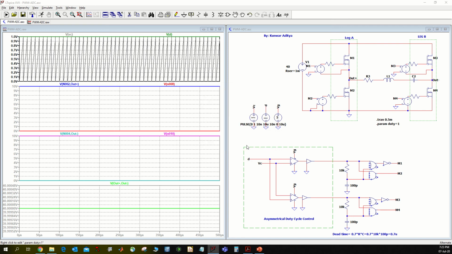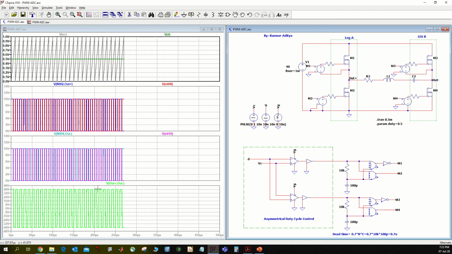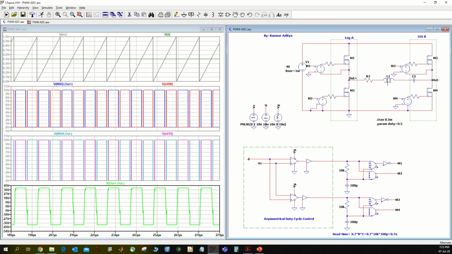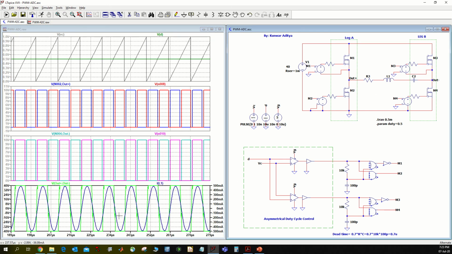Let me show you the waveform for 50% duty cycle. You see this is the output voltage for 50% duty cycle, and it is very symmetrical. It is the only duty cycle at which the output voltage has equal positive and negative half cycle pulse width. For the rest of the duty cycles, your wave shape is highly unsymmetrical. Let me also show you the load current. You see the load current is sinusoidal. This is because my load is an RLC load, and I have tuned it to the switching frequency to work as a load resonant converter.